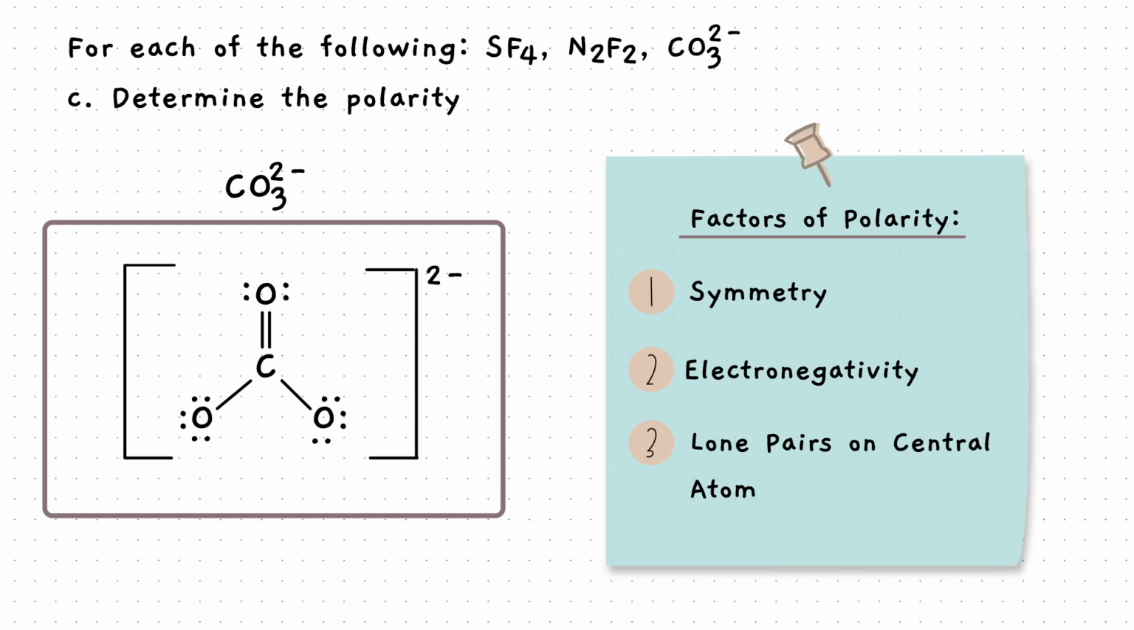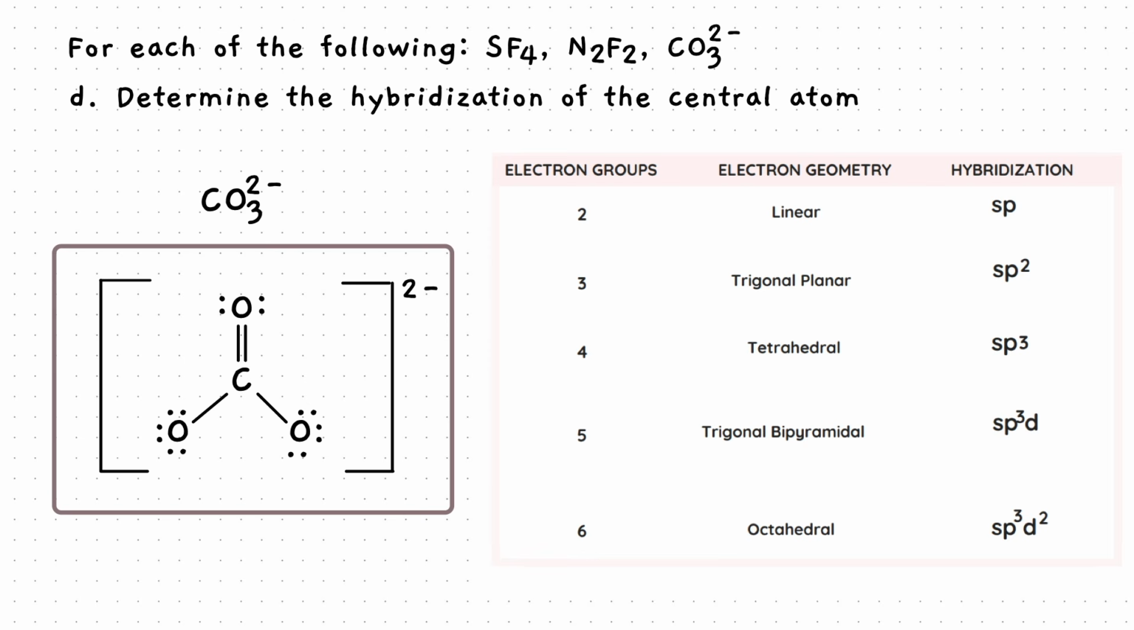Part C is polarity. The main factor here is symmetry. This structure is symmetrical, so it has an equal pool of electrons, so there is no dipole moment, making this nonpolar. Part D is hybridization. Since our electron geometry was trigonal planar, our hybridization is sp2.